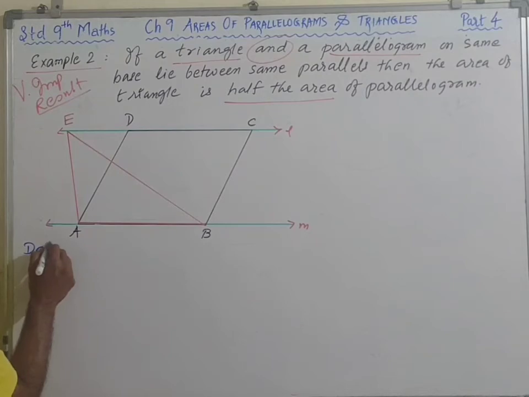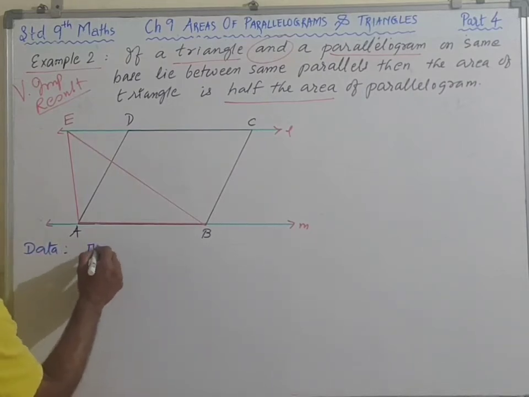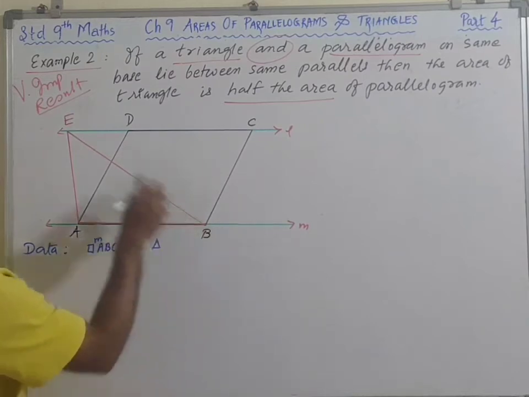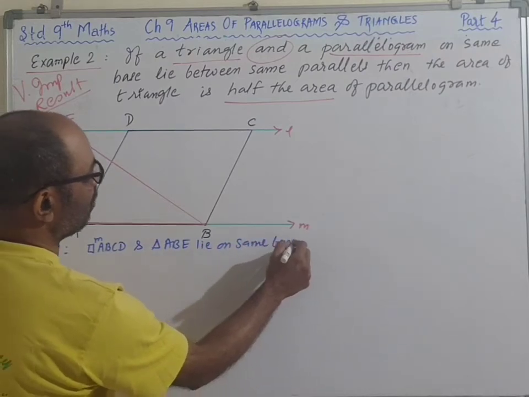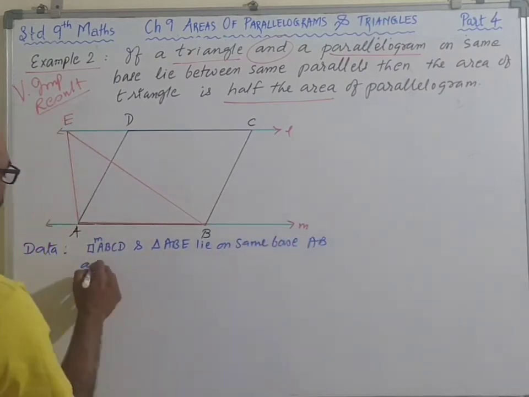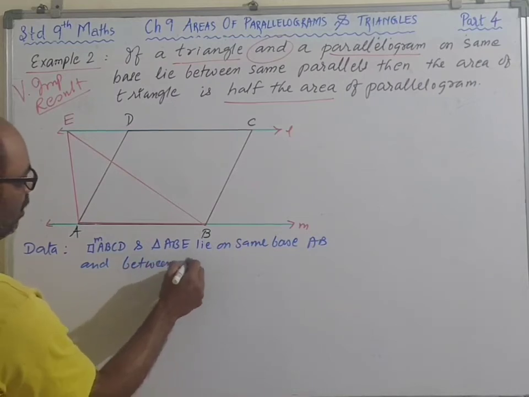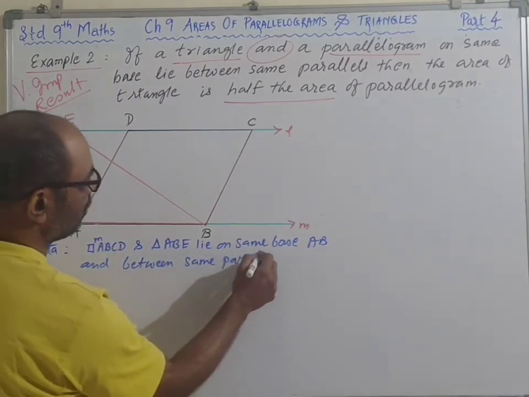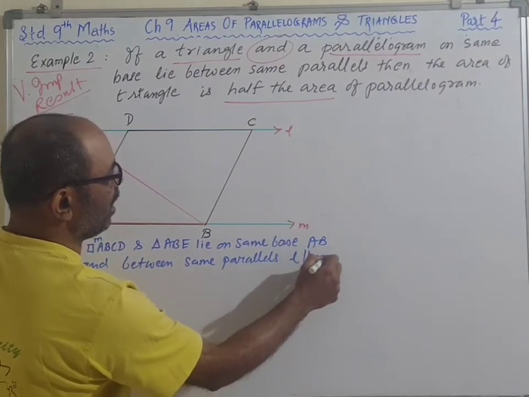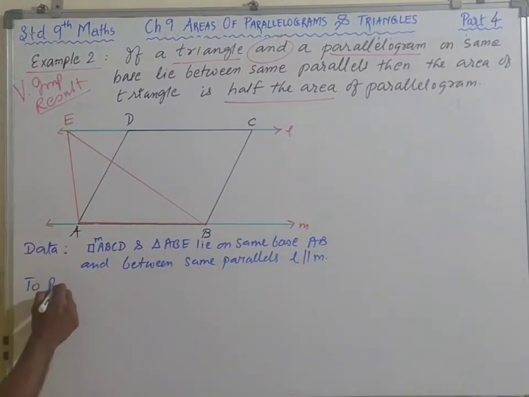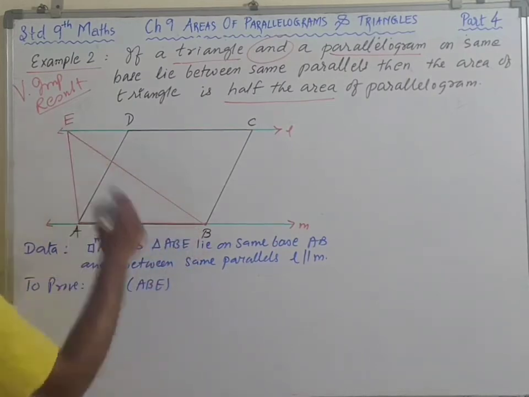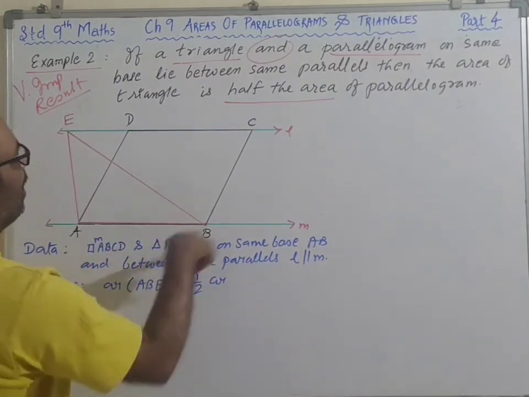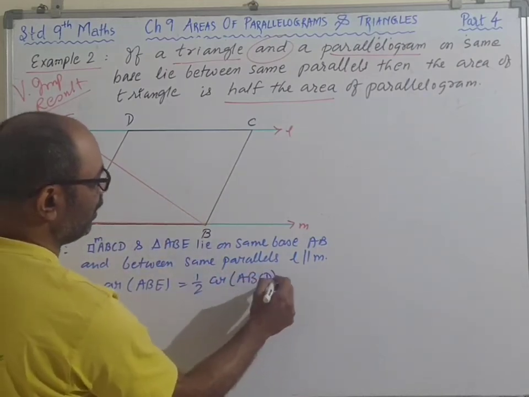Data, I'll write this time. Parallelogram ABCD and triangle ABE lie on the same base AB and between the same parallels, L parallel to M. That's it. To prove: area of triangle ABE, the red one, is half the area of the parallelogram, the black one, ABCD.